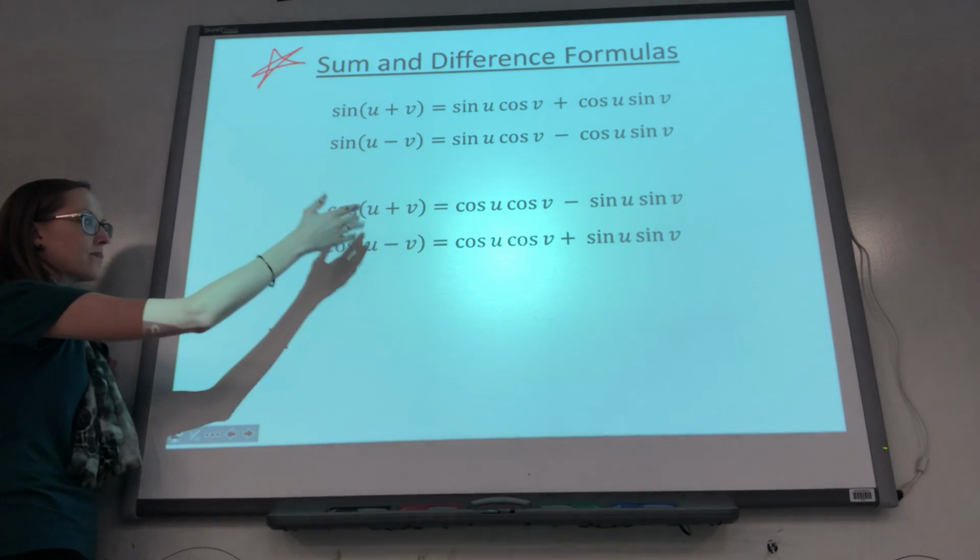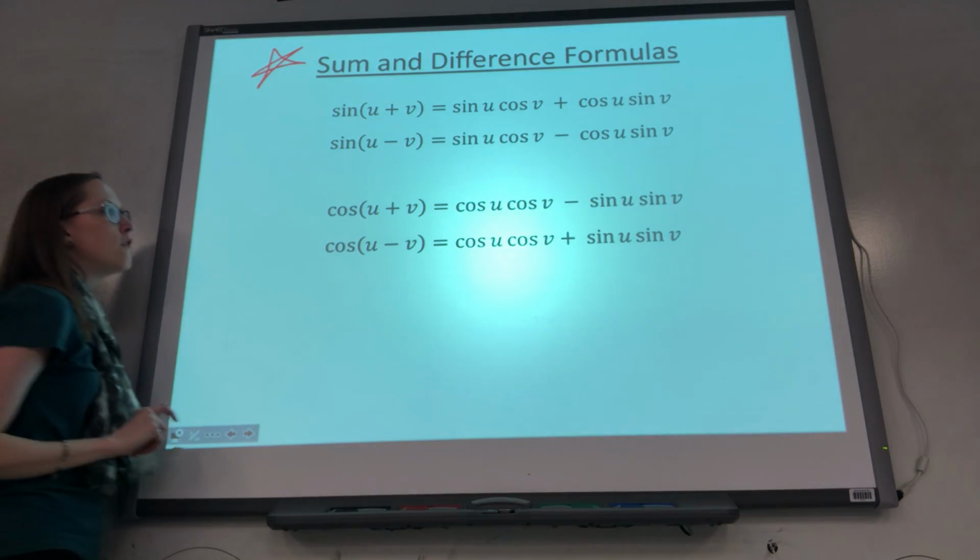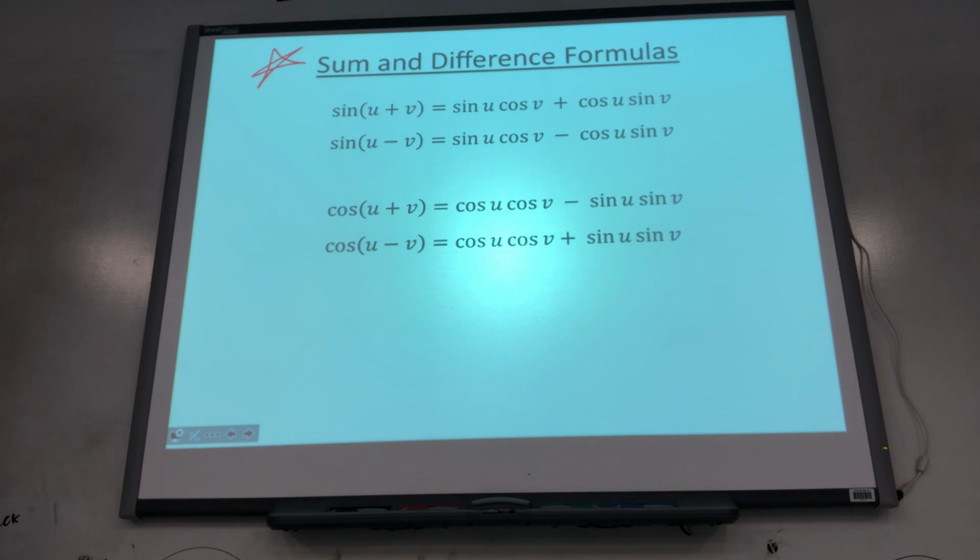Now, the difference formula for cosine has everything in the same spot, but now a plus sign in the middle. Okay, so cosine of u minus v equals cosine of u, cosine of v, plus, even though it's a difference formula, plus sine of u, sine of v.